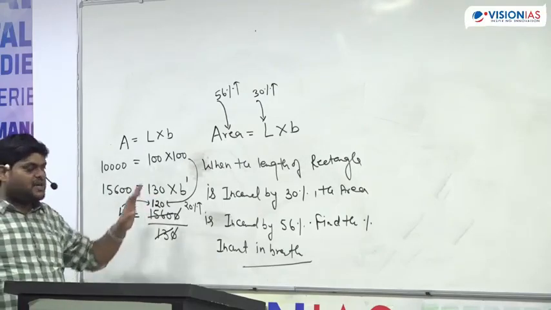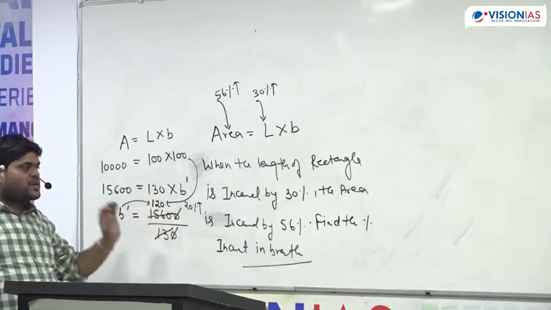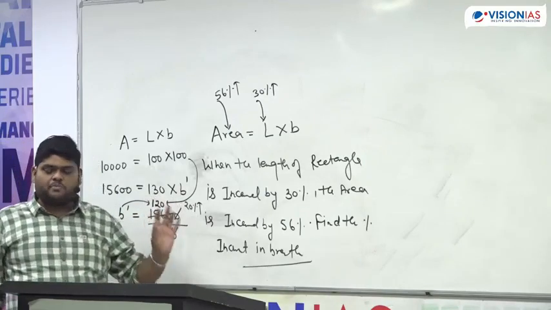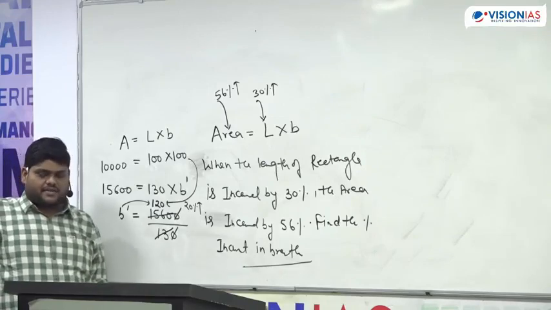That means initially breadth was 100. Now breadth becomes 120. So what is the increment? The increment in the breadth is 20%.